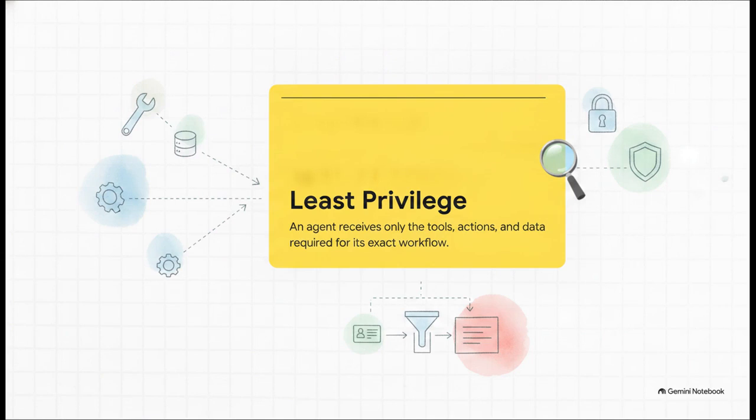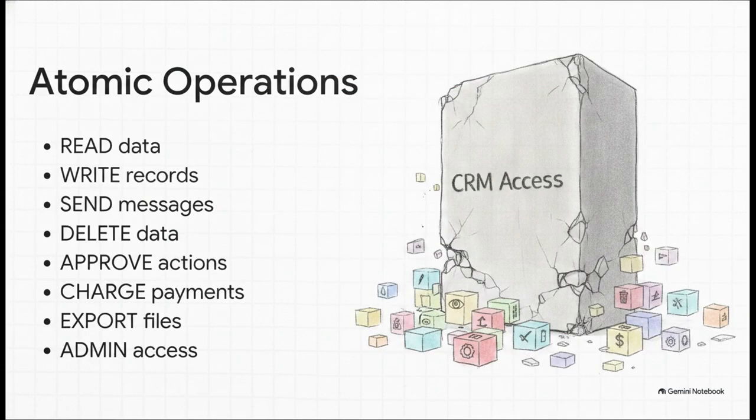Which brings us back to a classic engineering concept you already know, but one we desperately need to apply to AI, the principle of least privilege. We've got to start treating these large language models exactly like we would treat any other user or third-party integration in our stack. An agent should receive only the specific tools, the exact actions, and the precise data required to execute its exact workflow, and literally nothing more. If an agent's only job is to summarize customer tickets, it doesn't need and absolutely should not have the ability to modify those tickets.